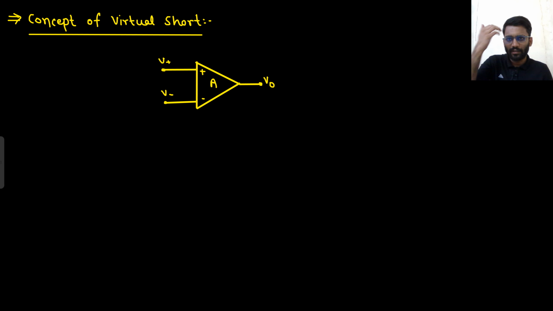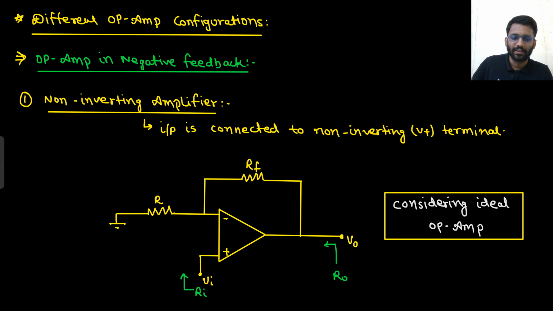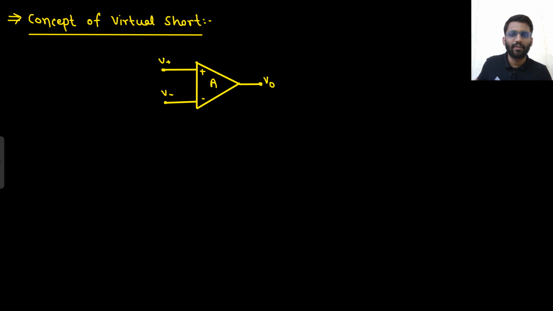So in the next lecture, we are going to study the concept of virtual short, or should we study it in this lecture only? Okay, in the next lecture, we can see different configurations of OpAmp. So in this lecture only, we will study the concept of virtual short. That is a very important concept that is highly used in the case of OpAmp. So what is your V naught in the case of OpAmp? A into V positive minus V negative, right?